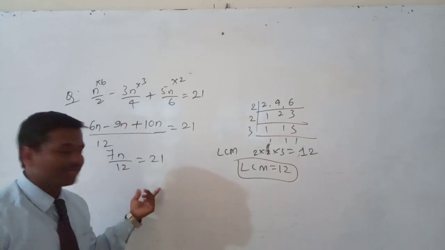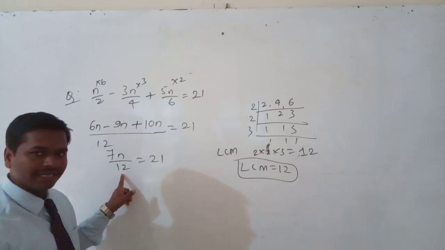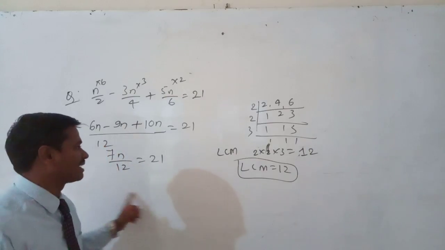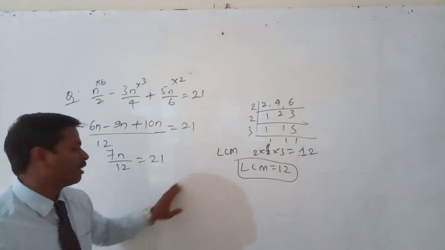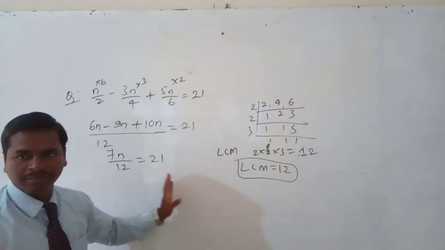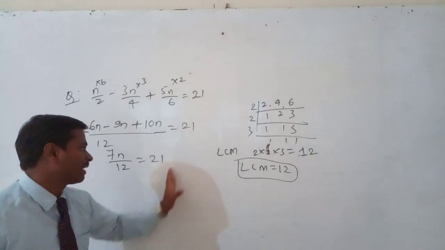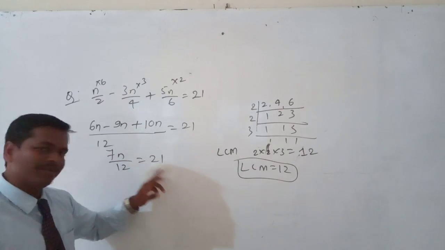Shift this 7 by 12 to that side. It will become 12 by 7. The denominator will go to the numerator, the numerator will come to the denominator. Division will become multiplication, and multiplication will become division.